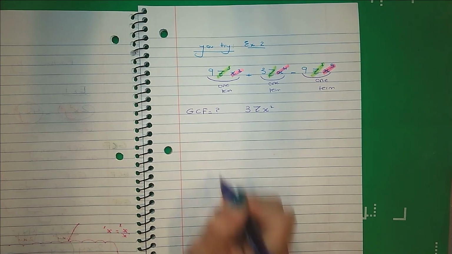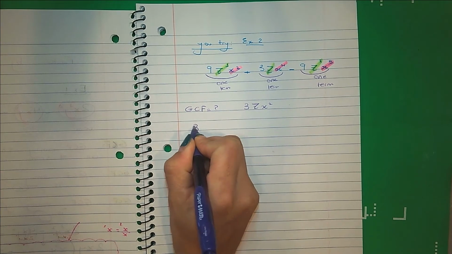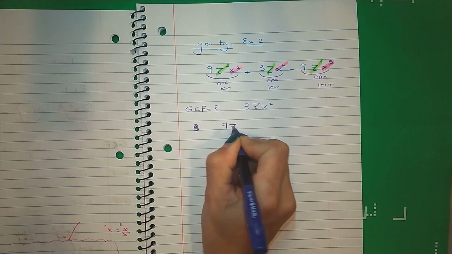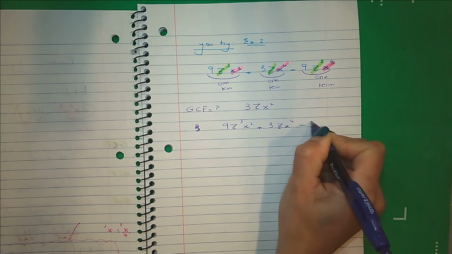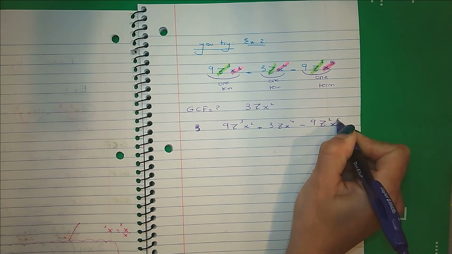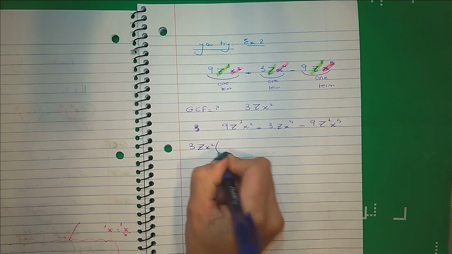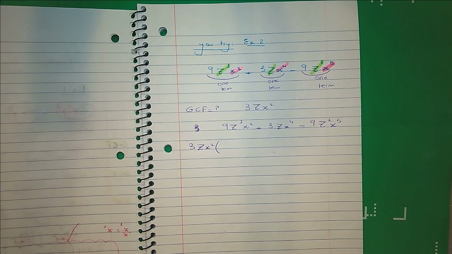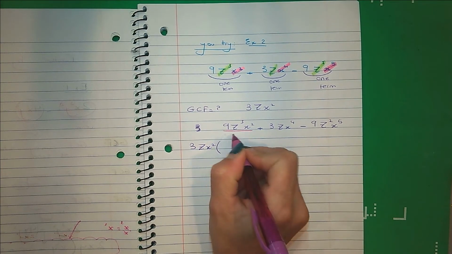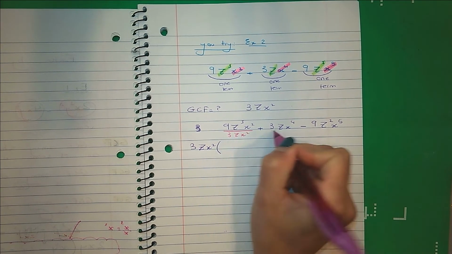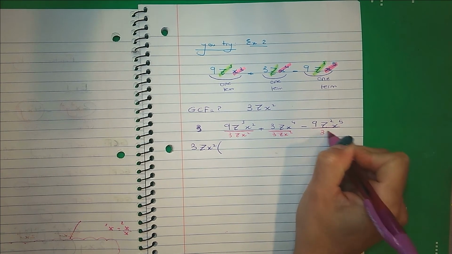So then what I'm going to do, I'm going to say I know that I got 3. Or let me write it all out. 9z cubed x squared plus 3z x4 minus 9z squared x5. Now what's in common? 3z x squared in common. And as I said, when we talk about the factor, that means we are actually dividing all the terms by this factor.